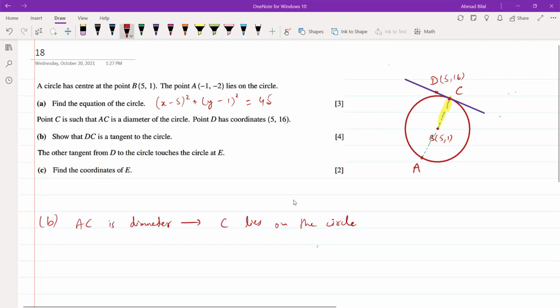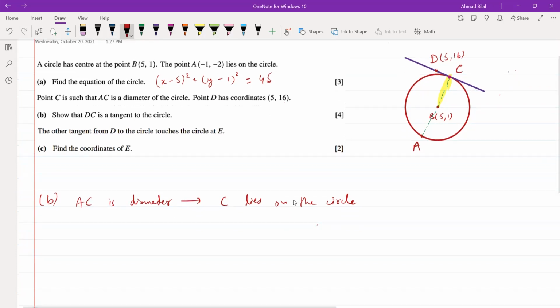Okay, it's working again. All right. AC is diameter, so that basically shows that C lies on the circle. That's one thing. ये आपने एक चीज show कर दी, ठीक है? The other thing that you have to show now is that BC and CD are perpendicular. ये आपने show कर दिया अगर, so that will be enough, right? That will be enough to show that it's a tangent. Is that point clear to everyone?